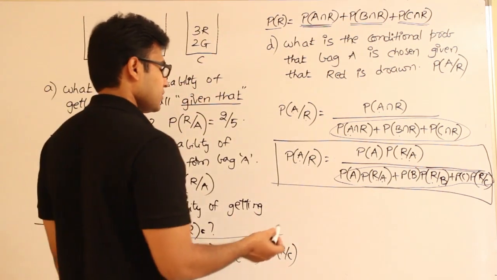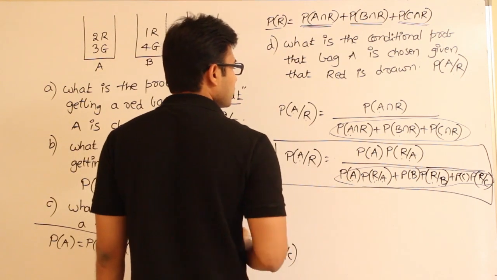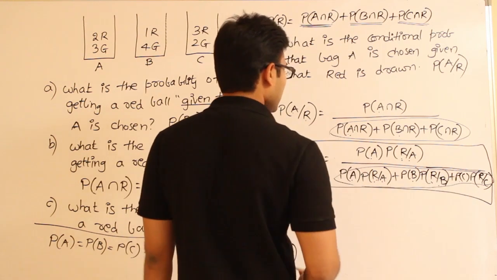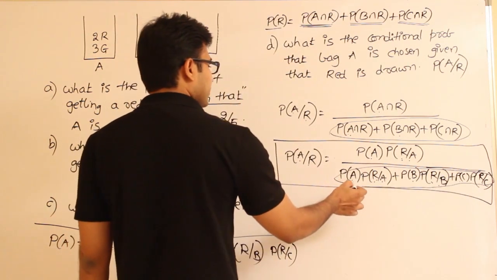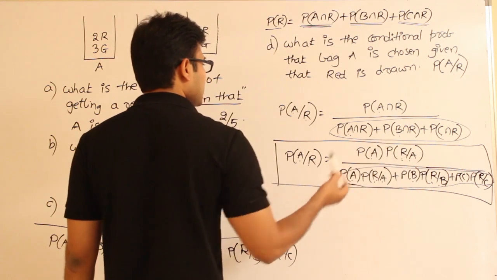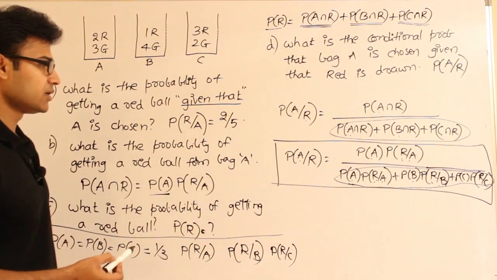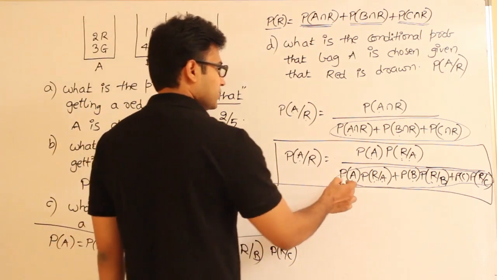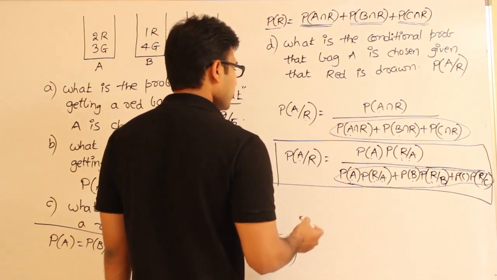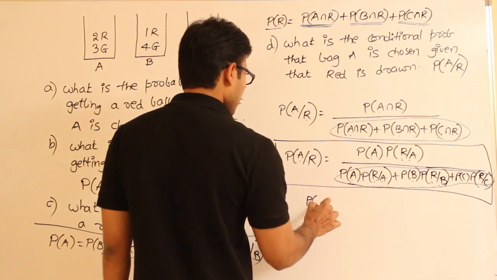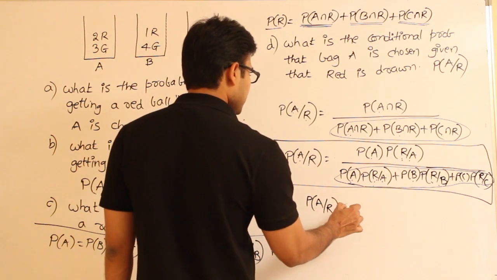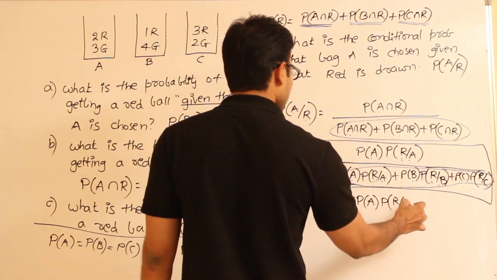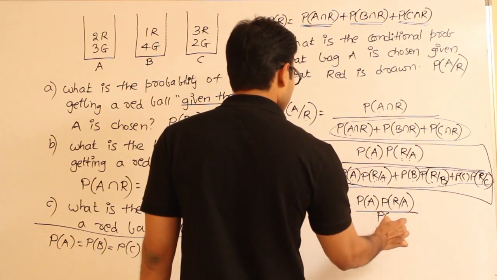In case of independent events, you are going to replace P of A into P of R, P of B into P of R, P of C into P of R. We are going to write like this. Now, the sum of these three terms is actually the probability of getting a red ball, right? So this is the total probability P of R. Which means P of A given R is equal to P of A into P of R given A divided by P of R.